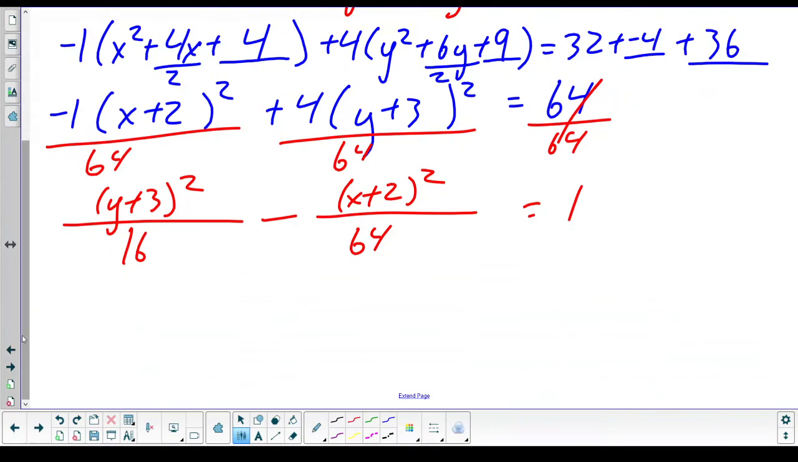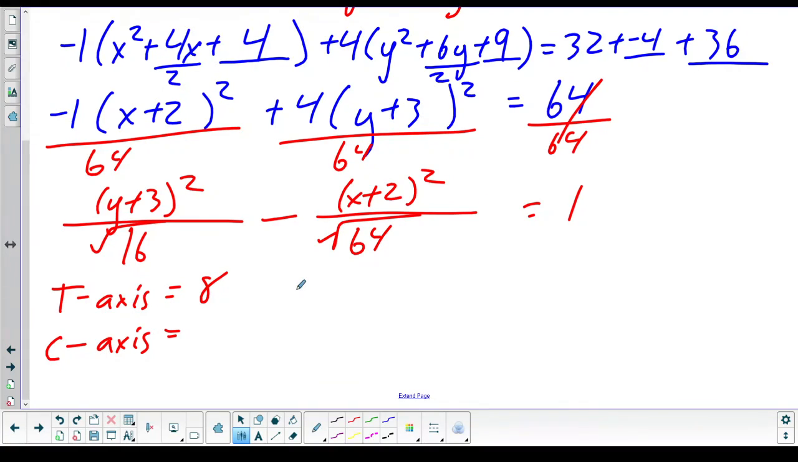So now our transverse axis is going to go with the y. It's always the leading denominator. Square root of 16 is 4, times 2. Transverse axis equals 8. Our conjugate axis is always with the negative term. Square root of 64 is 8, times 2 would be 16. And then our center is going to be at negative 3, negative 2.